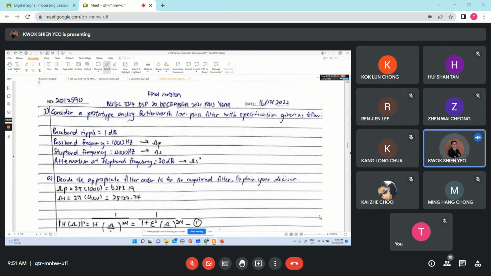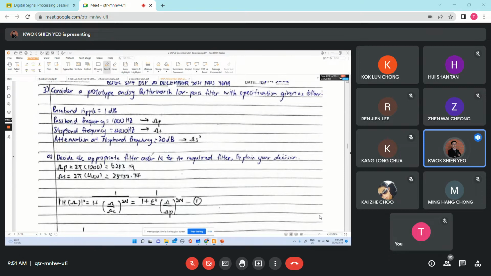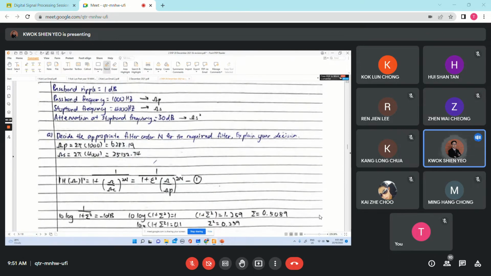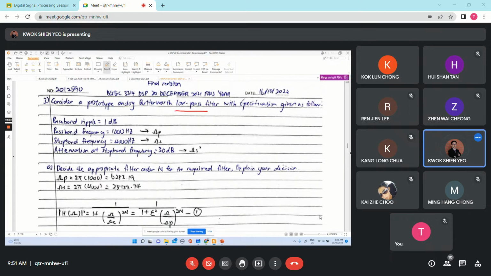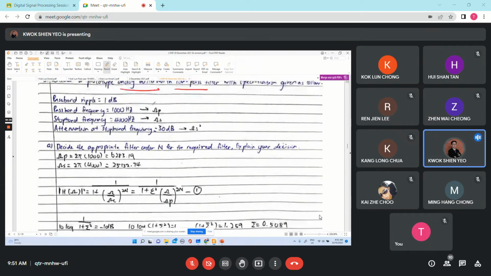Okay, the next one: prototype analog Butterworth low pass filter with specification given as follows. Okay. All right, so you are using Butterworth, right? Low pass filter, and it is an analog Butterworth. Okay, and you say that this is omega p. I can accept that; normally omega p is in radians per second, right? So you need to multiply it by 2 pi, then only you can say that it is omega p. Okay, so this one I have to multiply by 2 pi also. But if you don't multiply, I'll just close one eye.